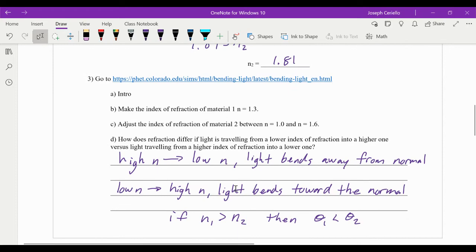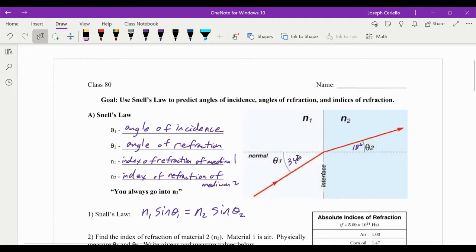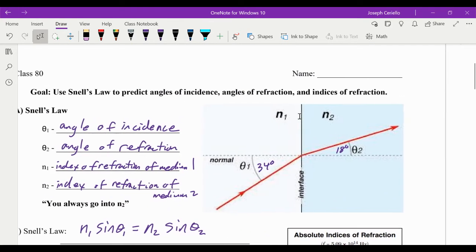What do we mean by this toward or away from the normal? Well, let's look at a low to high. Let's look at the one we just did. This is going from an index of refraction of 1, which is air, to an index of refraction of 1.8, which is on the right. When the light was in air, it was 34 degrees away from the normal. When it makes it into material 2, it's only 18 degrees away from the normal. It got closer. We say it bent toward the normal. So that's what we mean by that.